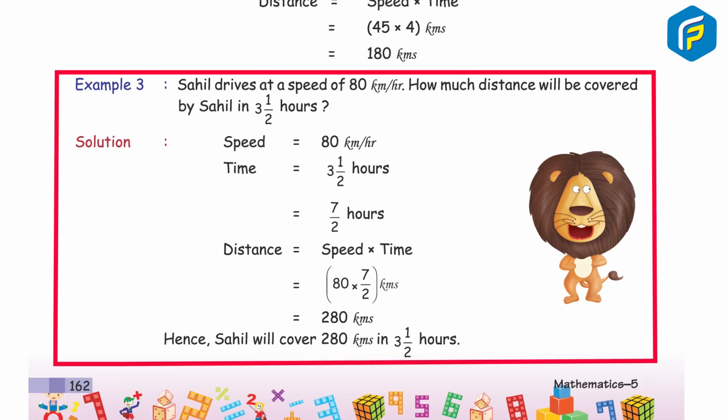Example 3. Sahil drives at a speed of 80 km per hour. How much distance will be covered by Sahil in 3 and 1 upon 2 hours? Solution. Speed is equal to 80 km per hour. Time is equal to 3 and 1 upon 2 hours is equal to 7 upon 2 hours. Distance is equal to speed into time. 80 into 7 upon 2 kilometers is equal to 280 kilometers. And Sahil will cover 280 kilometers in 3 and 1 upon 2 hours.